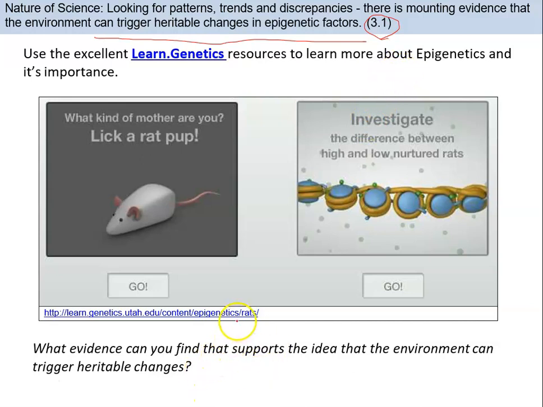There is a very nice topic, very nice link. I'm going to pause the video over here and go to that link and go to that website so we can have a look at them. Before I move to that slide, can you read this question and think about it and pause the video? What evidence can you find that supports the idea that the environment can trigger heritable changes?